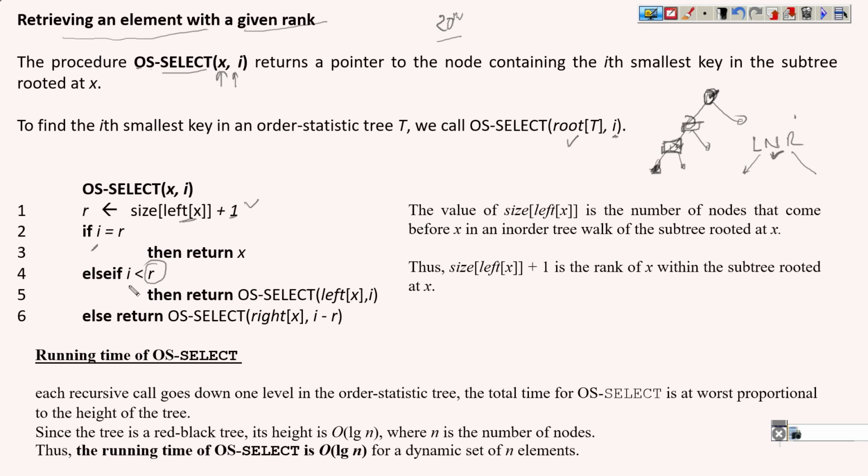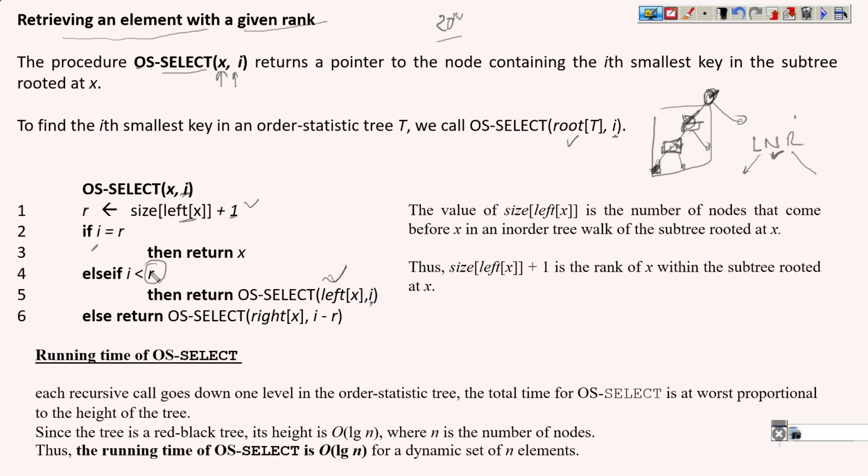So obviously i is less than r, so we have to recursively call the same procedure again, but now we will pass the left subtree address. So if we have to move here, then we will pass the address of this node. This is the left subtree, and we will do the same way. The point to note here is that we are searching for i, and when we move to the left side, it will remain i.